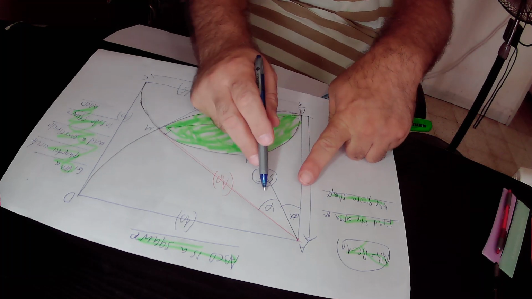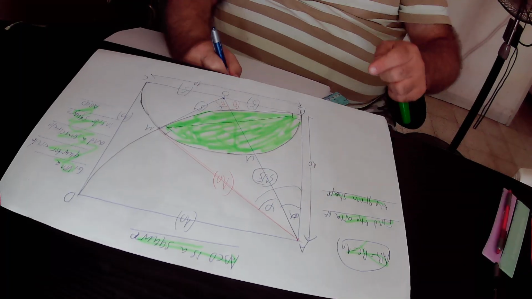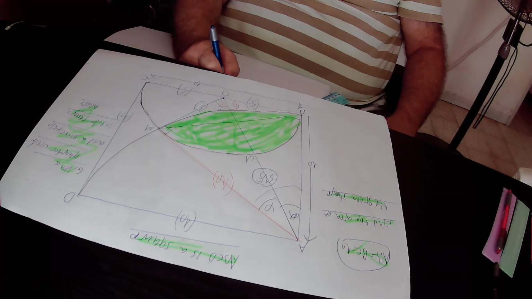This is angle 2 alpha. The big angle is 2 alpha, which equals 53.13 degrees in size.